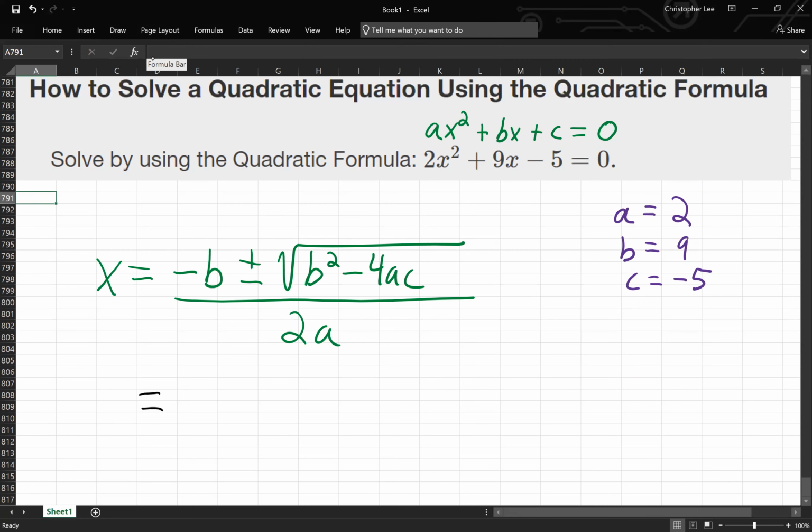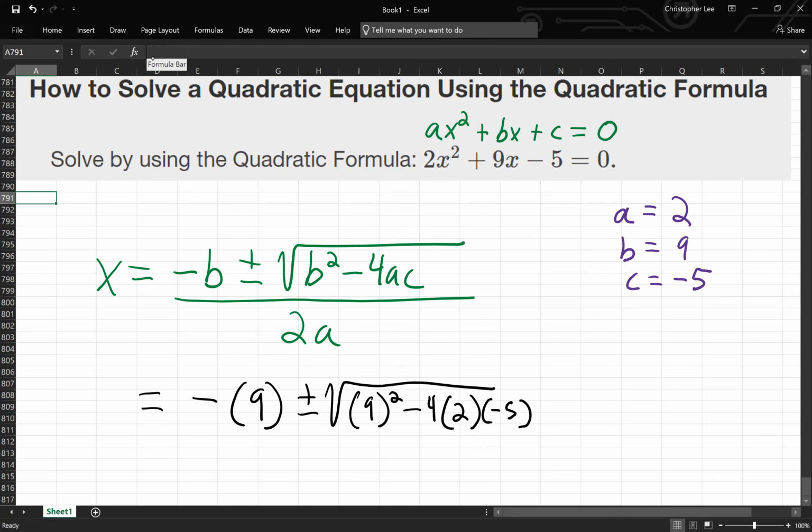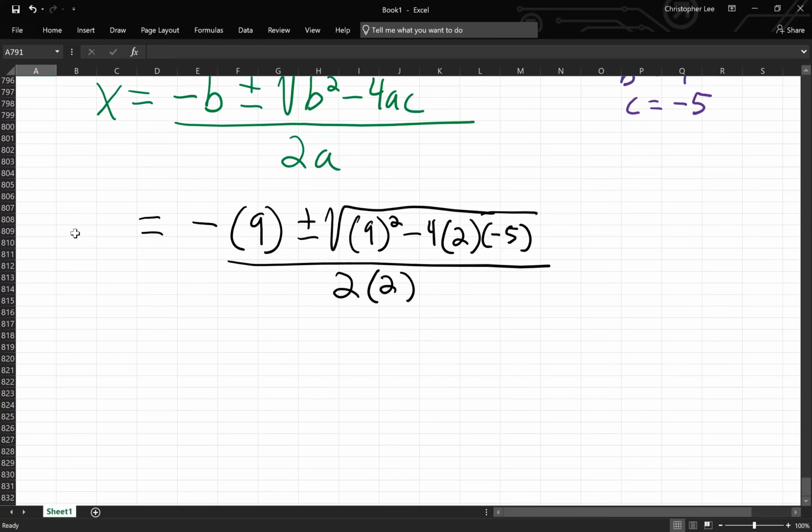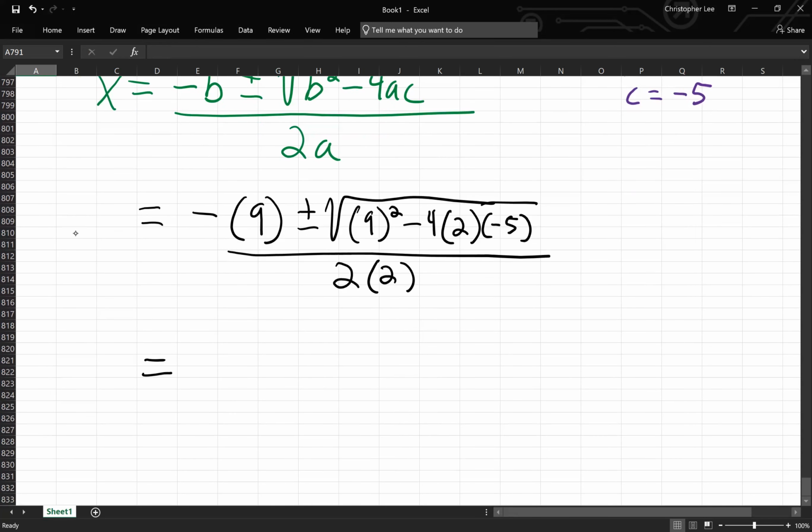Nothing crazy, right? So this is going to be negative, and then for b, we said it was 9, plus or minus the square root. This is going to be what? 9 squared minus 4 times a, which is 2, times c, which is -5, all divided by 2 times a, which is 2. And that's it. Just do the math. Simple, right?